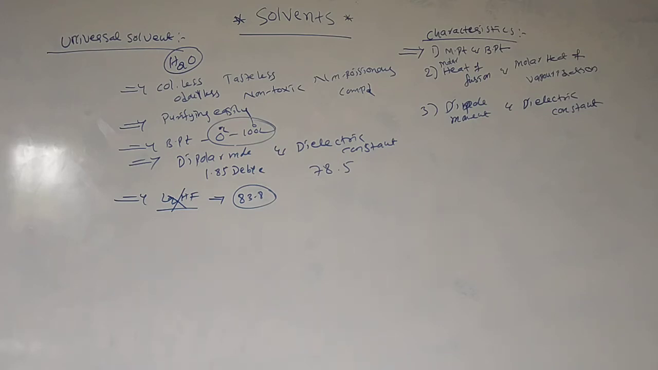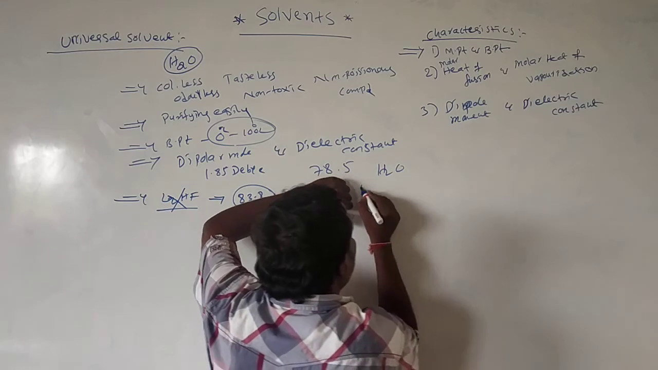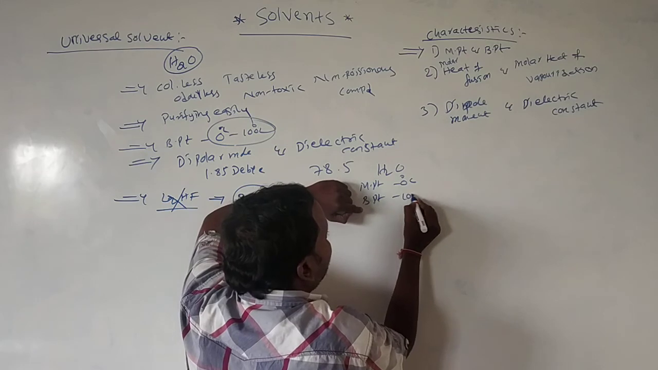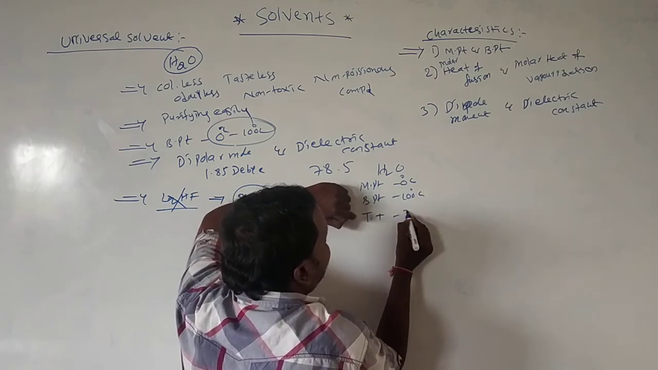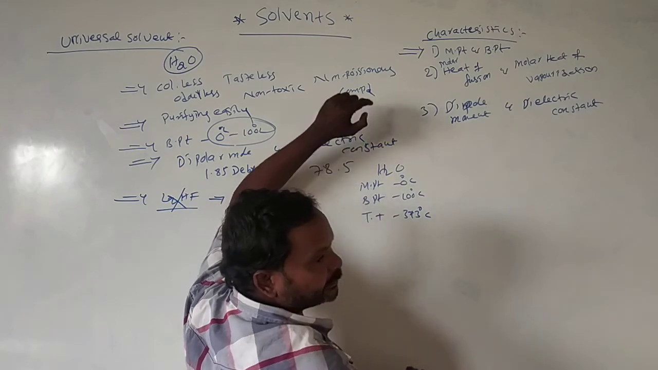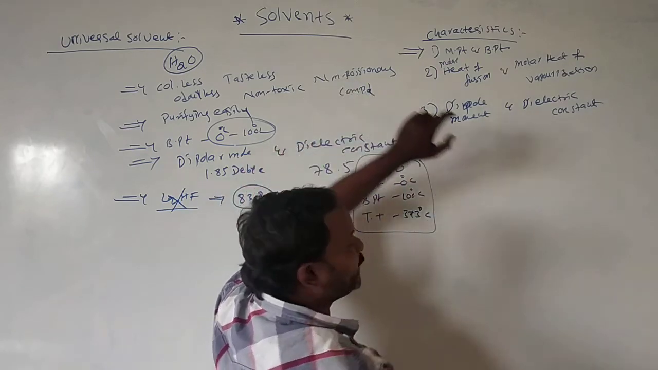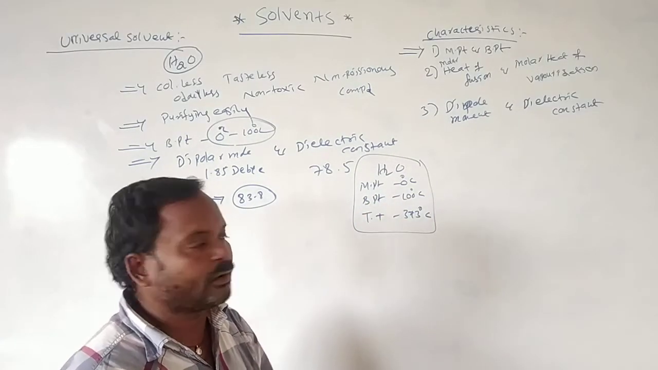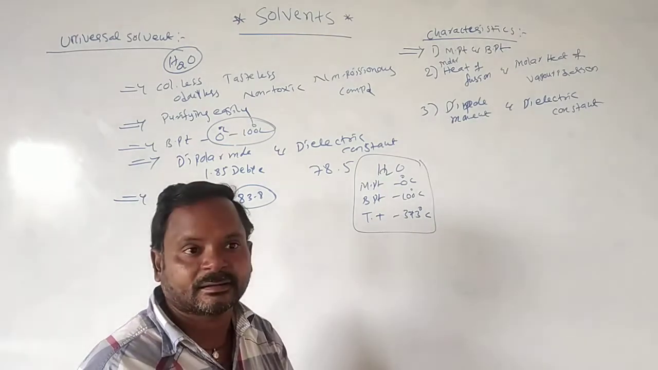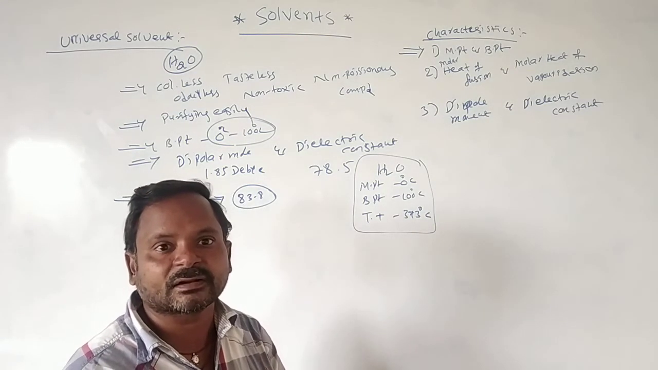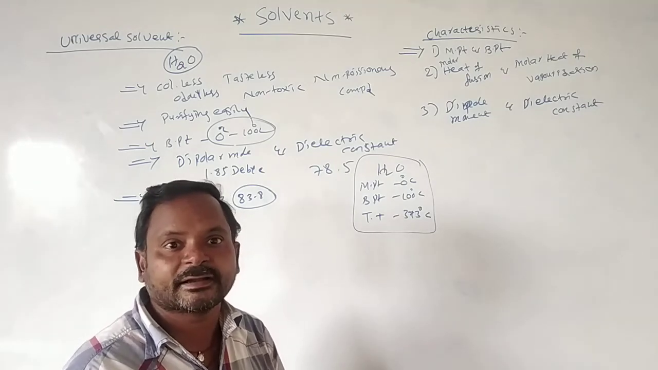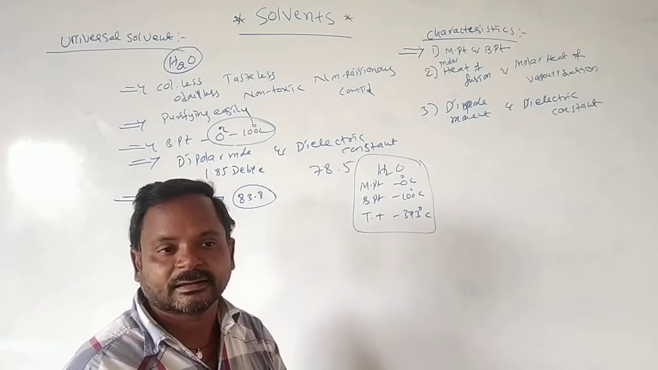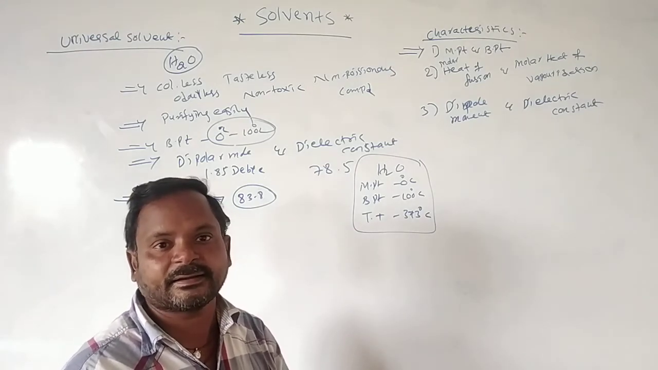For example, water. Melting point exactly 0 degrees centigrade, boiling point exactly 100 degrees centigrade, transition temperature exactly 373 degrees. It has an exact and limited range of melting point and boiling point. Suppose sulfuric acid is there, the boiling point of sulfuric acid is nearly 400 degrees centigrade. So we can't use sulfuric acid as a good solvent.